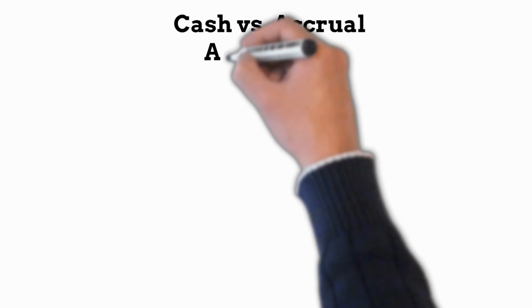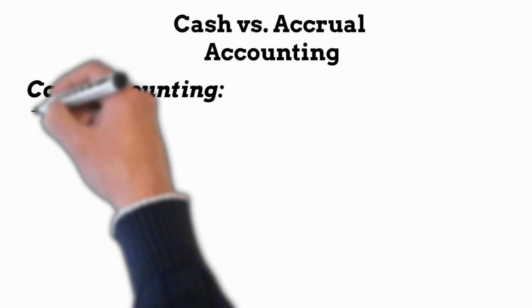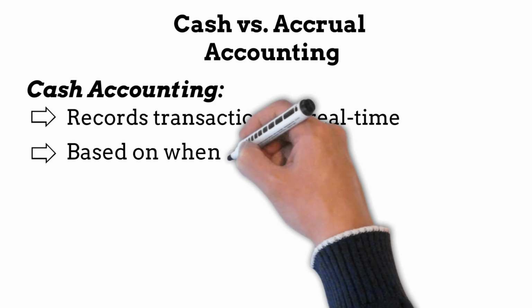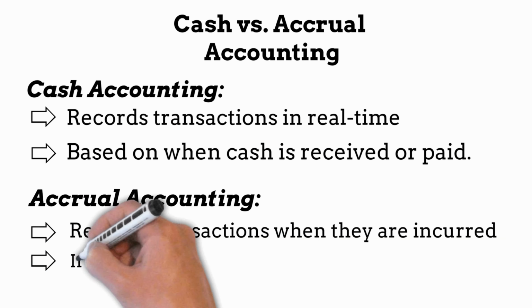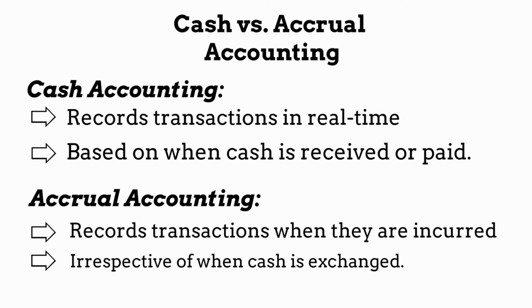In summary, cash accounting records transactions in real time when cash is received or paid. Accrual accounting records transactions when they are incurred, irrespective of when cash is exchanged. It's a subtle difference, but it can make a big impact on the association's financial statements. I hope that the examples I've provided have helped you better understand the concepts of cash and accrual accounting. Next, let's do a quick overview of the cash flow statement.